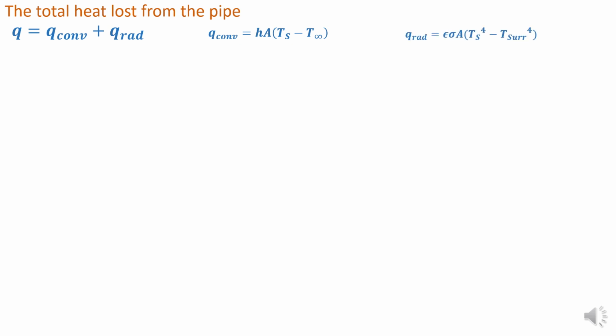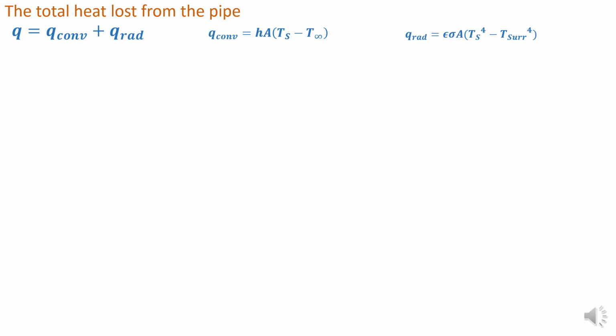Q radiation will be epsilon sigma A (Ts power 4 minus T surrounding power 4). Here epsilon is the emissivity of the material, which is 0.8, given in the problem statement. Sigma is the Stefan-Boltzmann constant, and its value is constant. A is the area perpendicular to the heat transfer. Again, Ts is the surface temperature and T surrounding is the temperature of the surroundings.